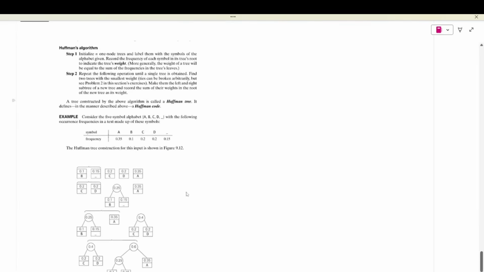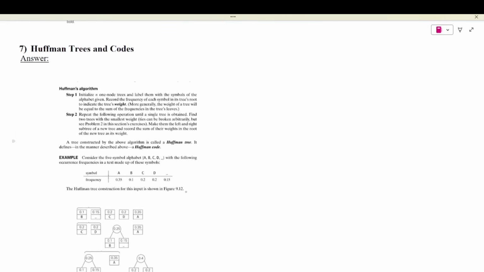Next, the question is about the Huffman trees. You can see you will be initializing n one-node trees and labeling them with the symbols of the alphabet given, recording the frequency, and noting down the tree's weight. Now you repeat this step until a single tree is obtained. The construction obtained is called the Huffman tree. The code defined in this manner is called the Huffman code.